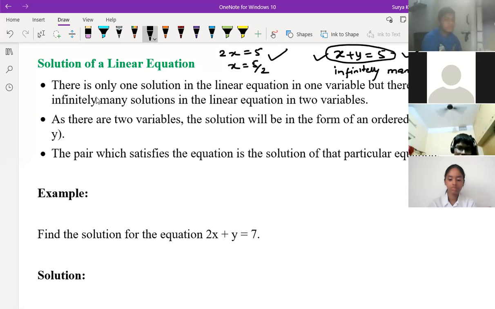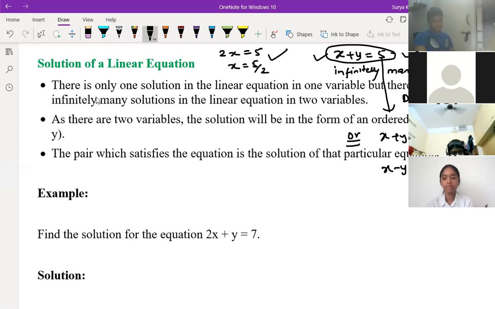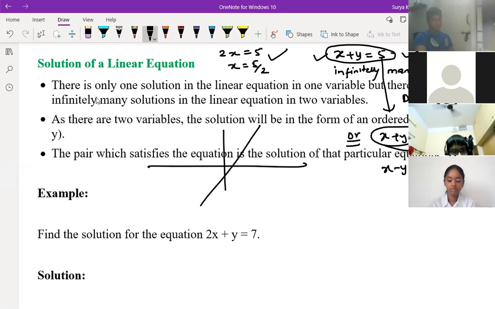They won't give this equation to you. They may ask you to draw a graph on the number line or coordinate plane. They will ask for the graph, or they will give two equations, x plus y is equal to 5 and one more, and say find the solution, find x and y. Understood? So two ways they can ask. If they ask only one, it means what? Infinitely many solutions. Obviously, if you draw any line on the plane, you'll get only a line like this.